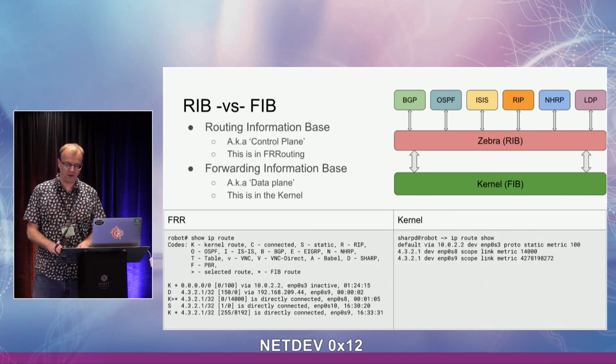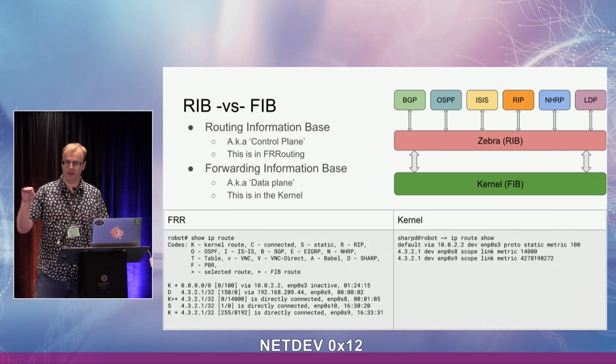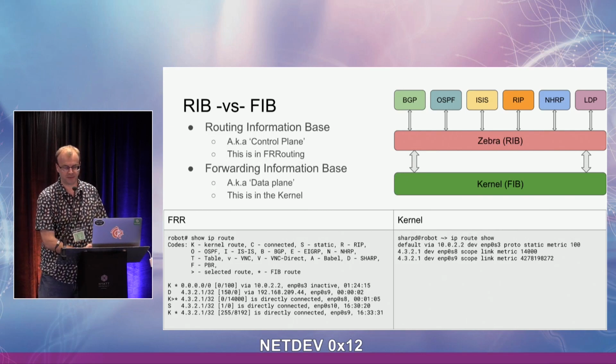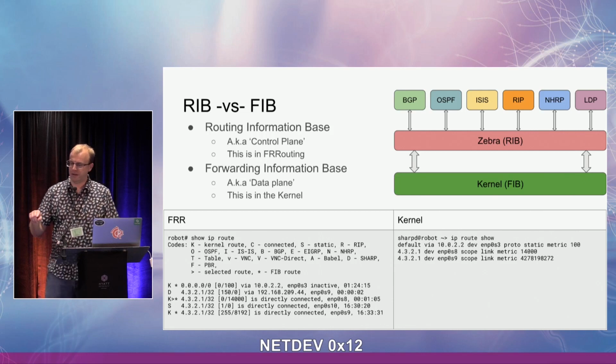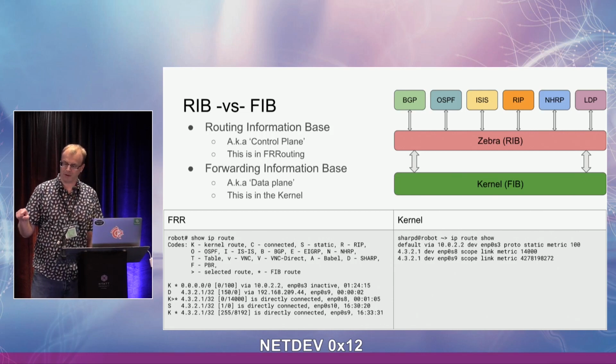And the FIB, or the forwarding information base, is the data plane. This is the Linux kernel. And in general, when you talk about routing, there's this clear line between the RIB and FIB and who owns what. At the bottom here is just a simple look at how the kernel and FRR both show the same information.